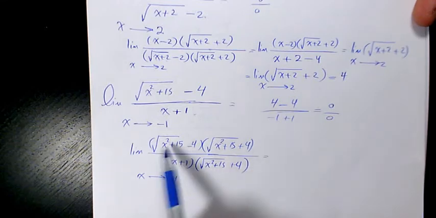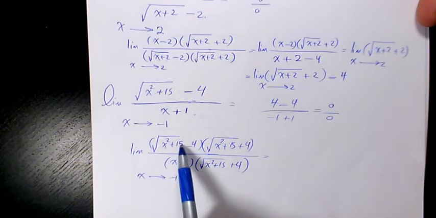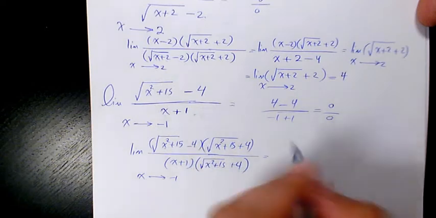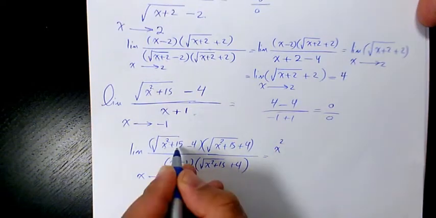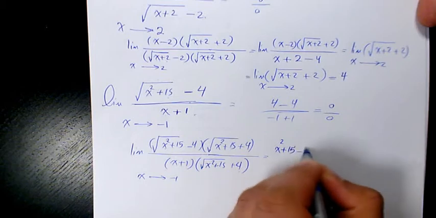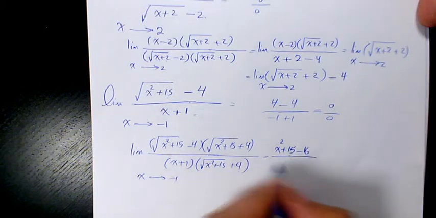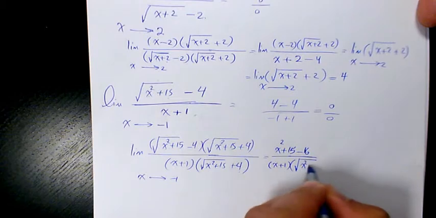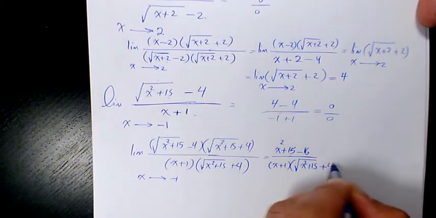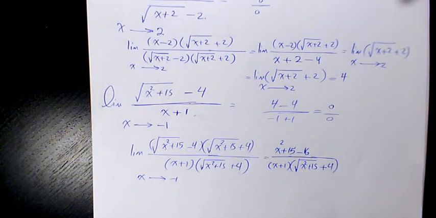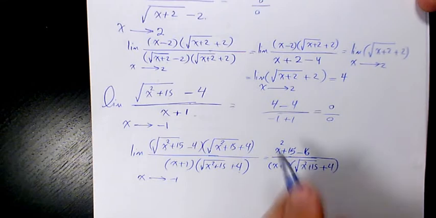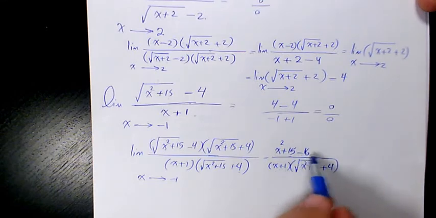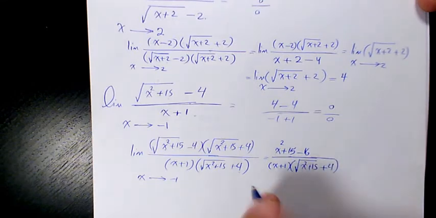And then that's going to be square root of x squared plus 15 to the power of 2 minus 4 to the power of 2, which will be x squared plus 15 minus 16 over x plus 1 times square root of x squared plus 15 plus 4. So that's going to be x squared minus 1, which you can write as x minus 1 times x plus 1. Then x plus 1 and x plus 1 cancel out.